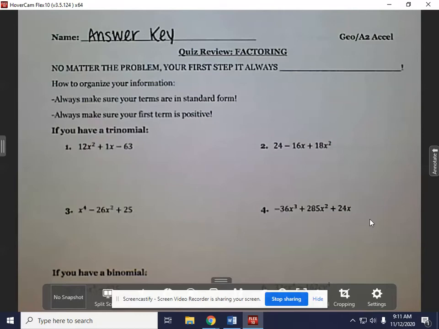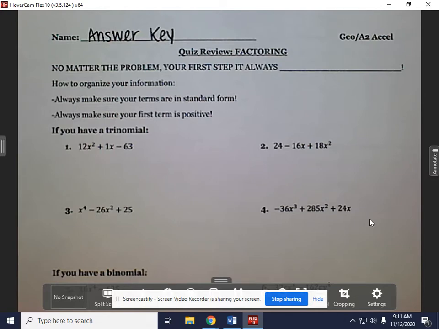Hey guys, so today we're going to be doing the quiz review for factoring. So you're going to be taking that tomorrow. I just wanted to go through all different types of examples with you, show you how to do them, remind you of some little things that might pop up. But always feel free to email me if you have questions in the meantime.